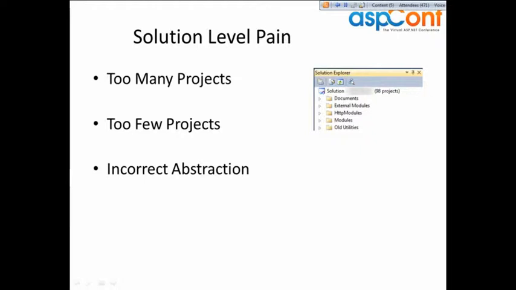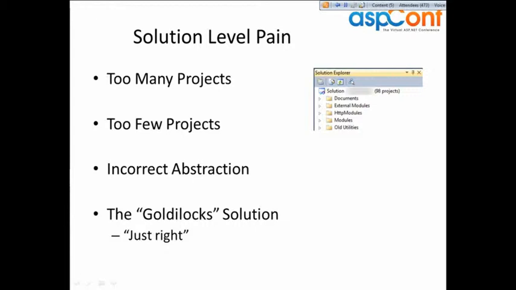So then the ideal, or what I like to call the Goldilocks solution, is one that has not too many and not too few, but just the right number of projects. And those projects have their responsibilities well defined so that your ending solution, your ending application is very maintainable.